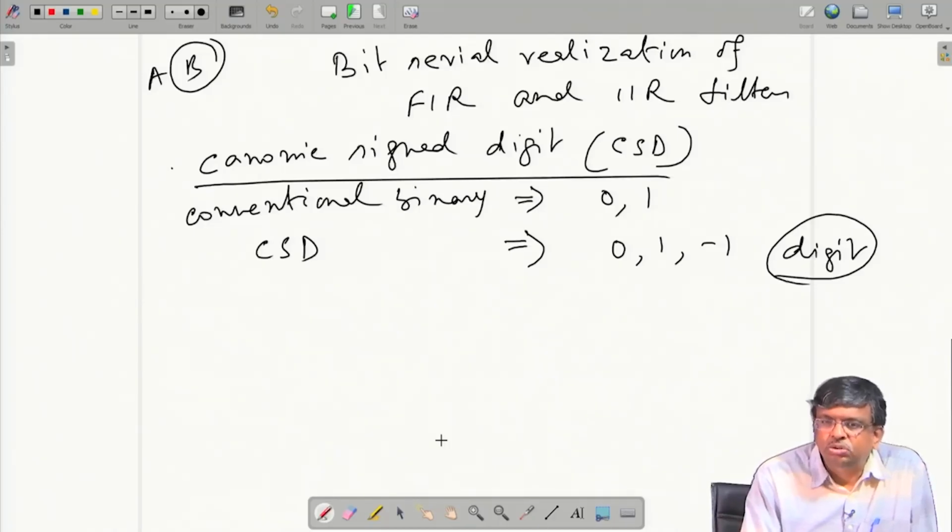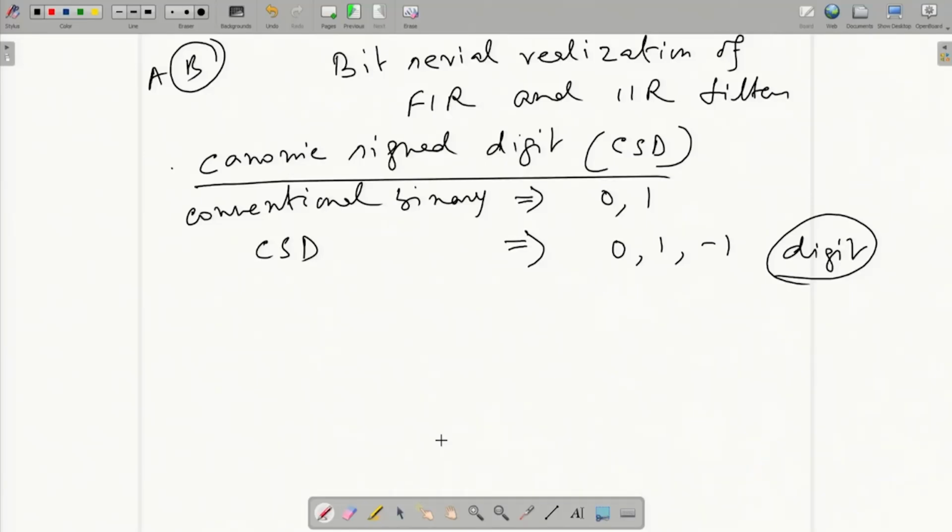In fact, you can make sure that at least 50% of the digits in the representation are zeros. Those zeros will not contribute anything in the multiplication. When it is -1, -1 times some number is nothing but minus of the original product. So first you carry out the normal product as with a binary 1. Whatever is the result, just take the 2's complement of that. That will give you the negative of that.